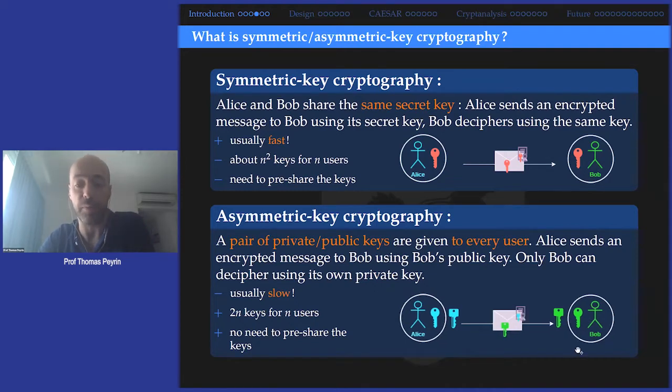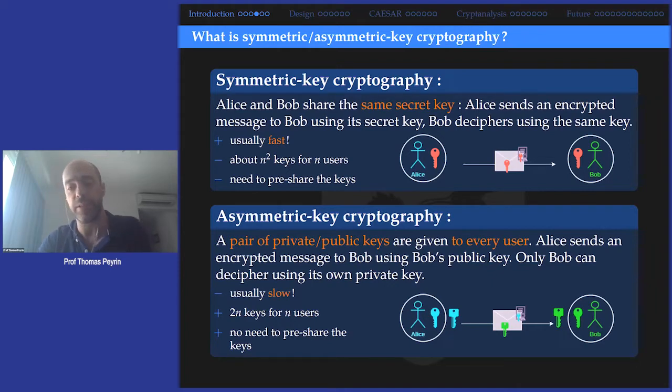If she now wants to authenticate this message, so to have some kind of signature put on top of it, she will use her own private key. Okay, so only Alice knows her own private key, so only she can sign this message. Now she sends this authentication tag to Bob, but Bob will then use the public key of Alice to verify this authentication tag, basically. So you can see the setting is a bit different here.